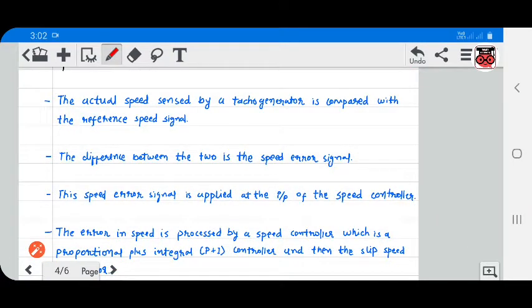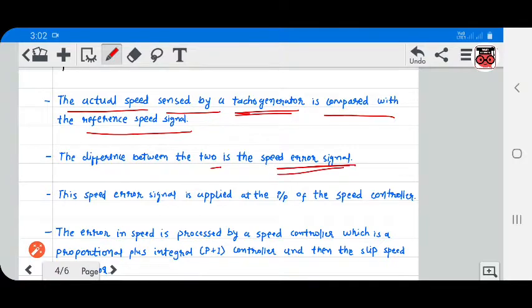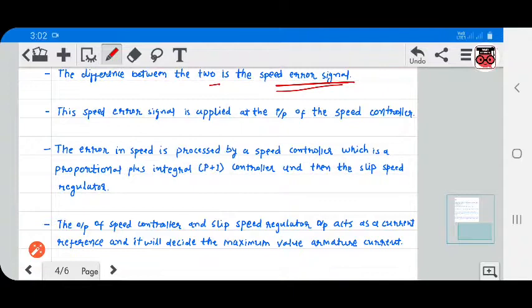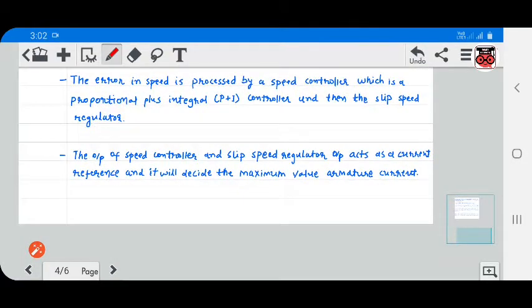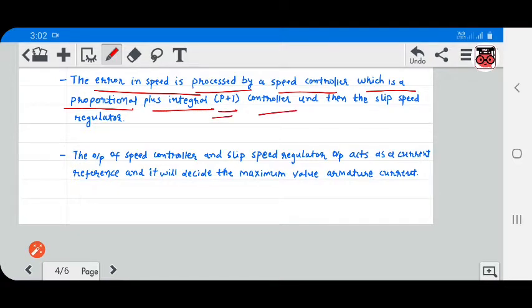Now the operation is that the actual speed sensed by the tacho generator is compared with the reference speed signal. The difference between the two is the speed error signal. The speed error signal is applied at the input of the speed controller. The error in speed is processed by a speed controller, which is a proportional plus integral, P plus I, controller, and then the slip speed regulator.